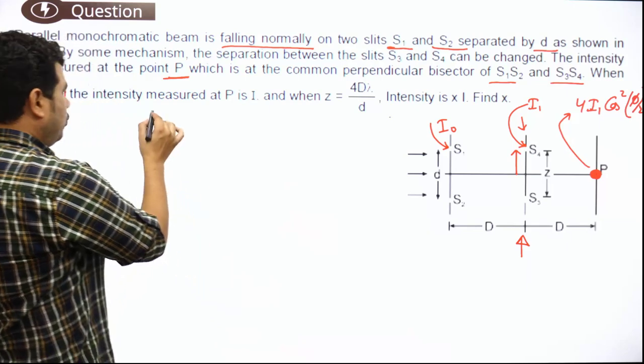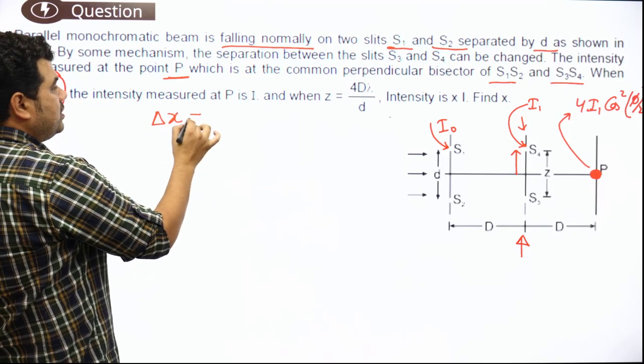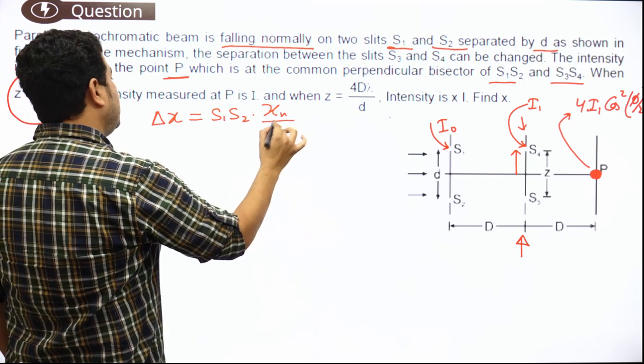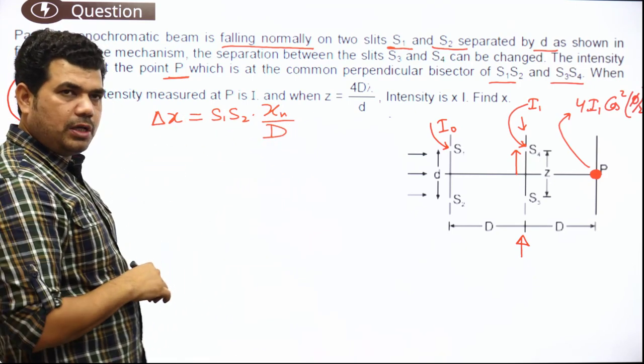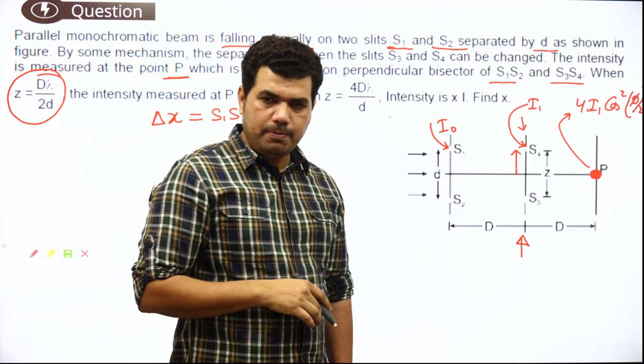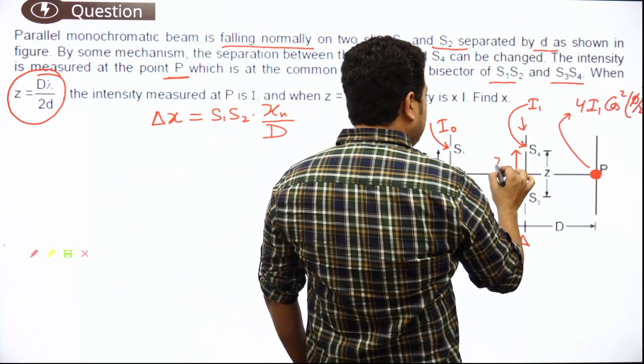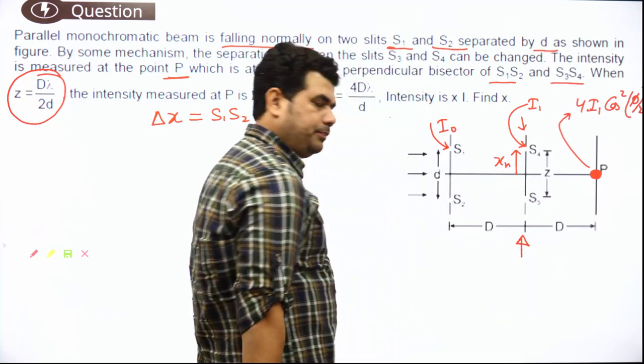And you know what is the path difference? Path difference is S1, S2, xn divided by capital D. I hope you understood. Okay? If it is, so what is xn? This distance is given as xn.